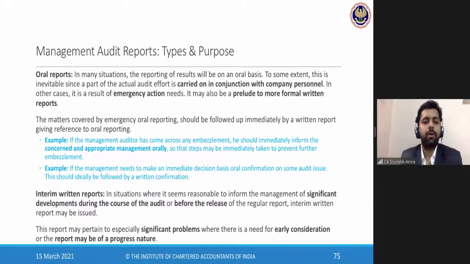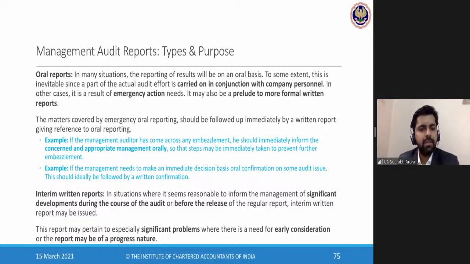Then the management audit reports, types and purposes. So what are the types of management audit reports, and what are the purposes of those different audit reports? So first is the oral report. You will be surprised, the management audit report could be an oral report as well. In many situations, the reporting of results will be on an oral basis. To some extent, this is inevitable since a part of the actual audit effort is carried on in conjunction with company personnel. In other cases, it is the result of emergency action need. It may also be a prelude to a more formal written report.